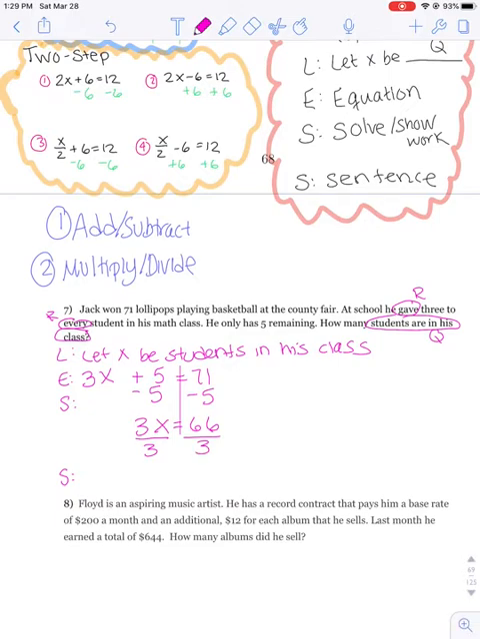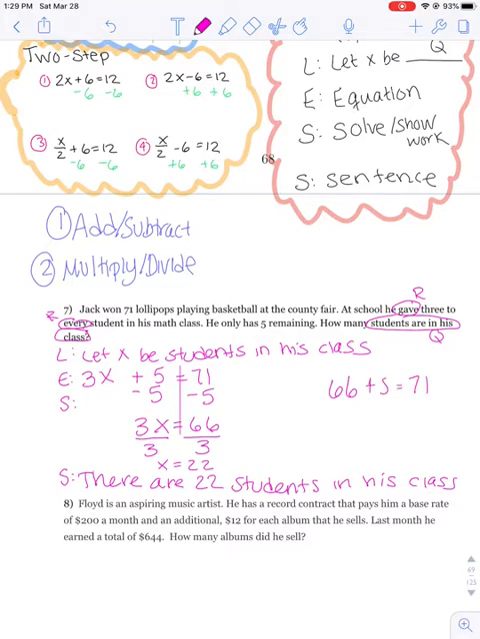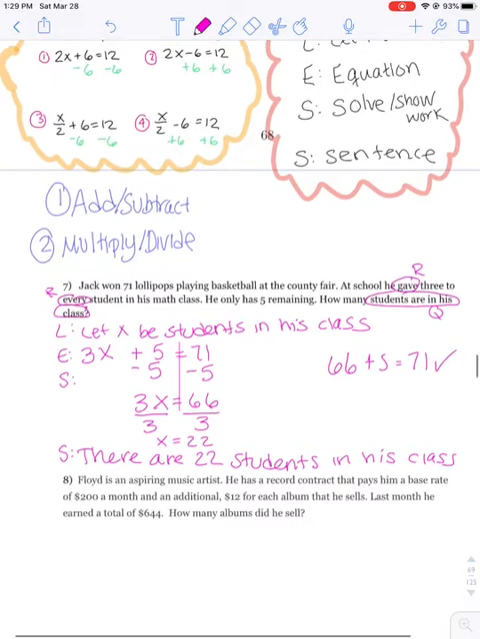Then multiply or divide. I need to divide because they gave me multiplication. So that's going to be x equals 22. So there are 22 students in his class. And let's see if that makes sense. So there's 22 students. He gave them each 3 lollipops. So he gave away 66, and he has 5 for himself. And yeah, that equals the 71. It's almost just like a really quick check.